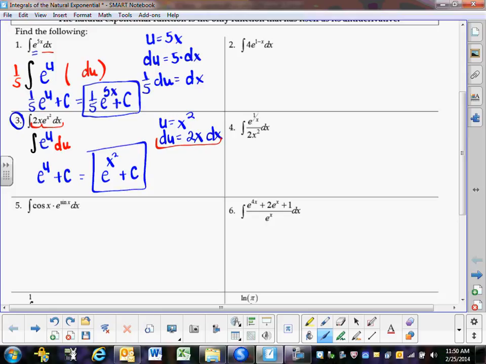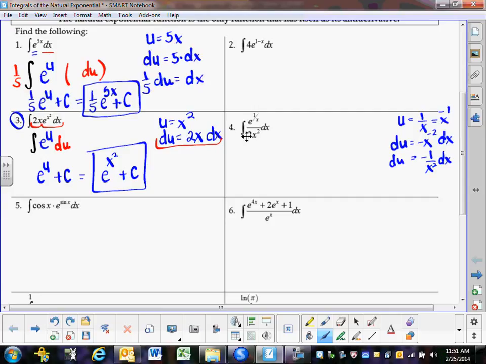Okay, let's do one more where we have to do u substitution. If I look at number 4, since e is not inside of anything else, the inside part is 1 over x, or x to the negative 1. That makes du negative x to the negative 2 dx, or negative 1 over x squared dx.